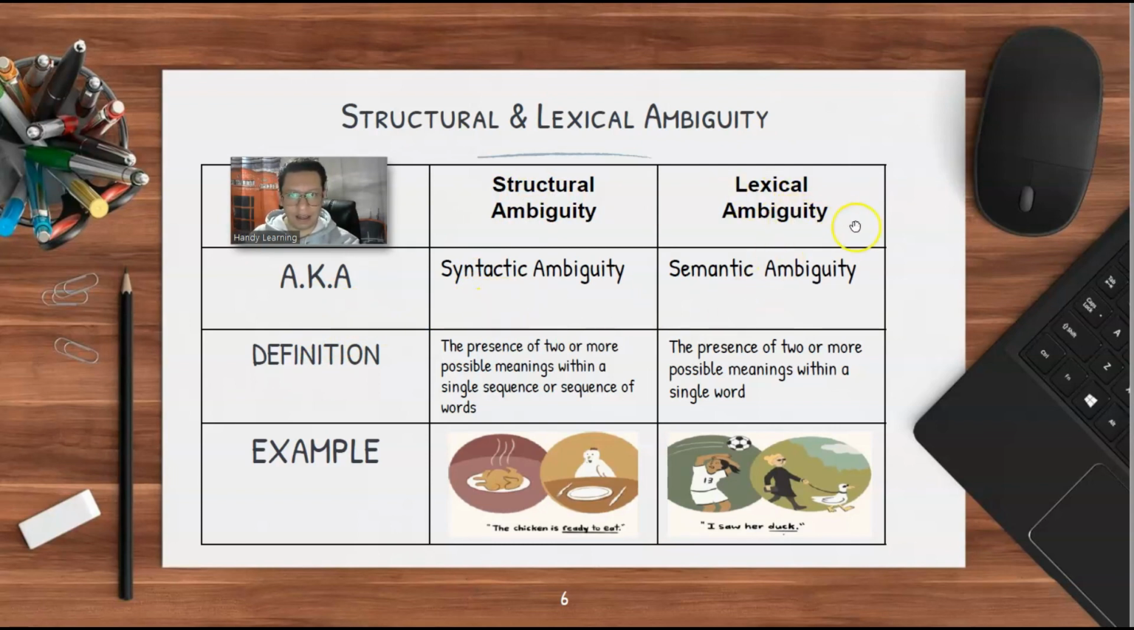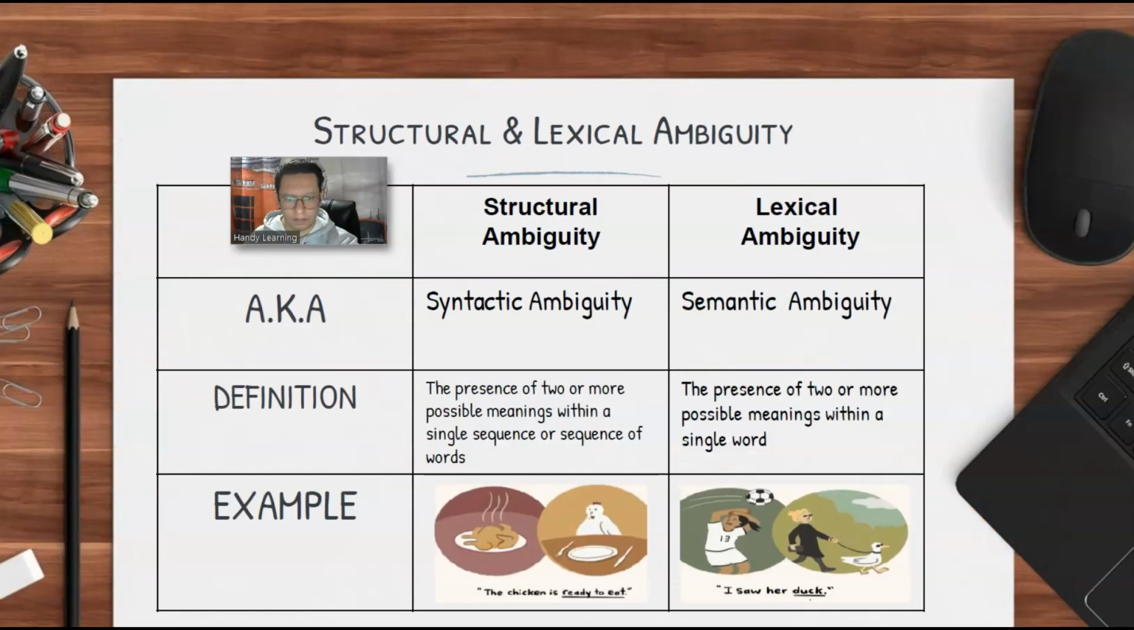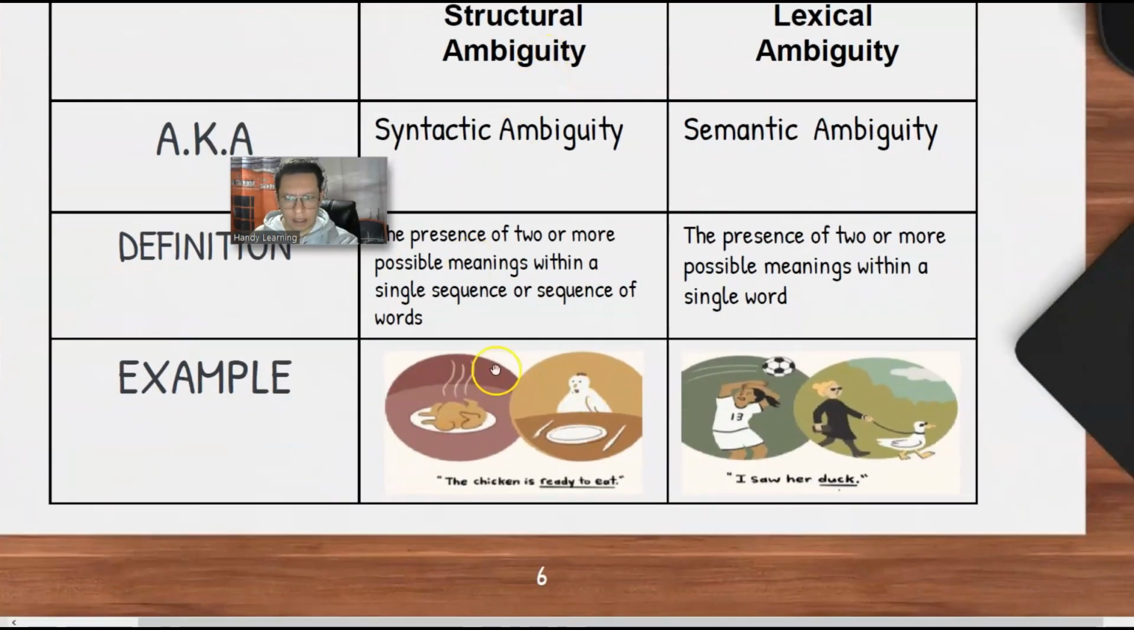We also have the lexical ambiguity, which is also known as semantic ambiguity. This occurs when it is only one word that is creating the whole problem. So we have some examples here. In the case of structural ambiguity, for example, we said it is a phrase. So we have here, the chicken is ready to eat. The phrase that is creating the problem is "ready to eat," because it might be interpreted as both one chicken that is about to start eating, or a dead chicken, the food itself, that is ready to eat.